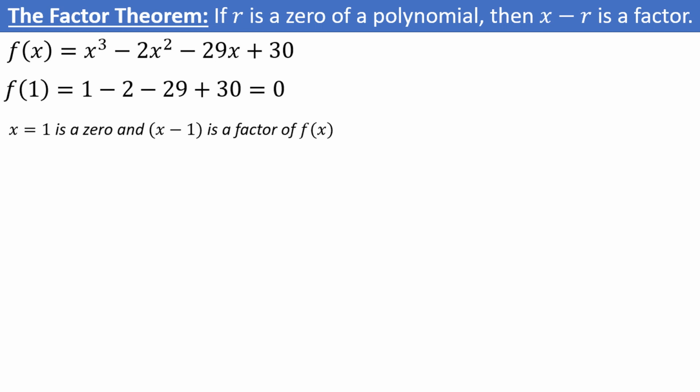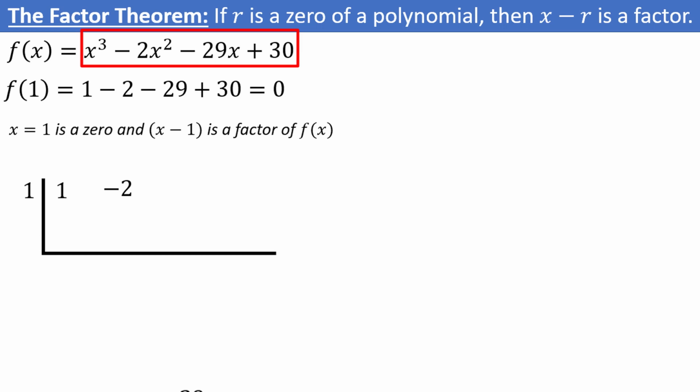That's where synthetic division comes in. Recall that if x minus 1 is a factor, that means we can put the number that makes x minus 1 equal to 0 onto the left, which is just positive 1. Then we draw our chart and write out the coefficients of our polynomial from largest to smallest degree. 1, negative 2, negative 29, and 30 in order to do synthetic division to figure out what factors with x minus 1.